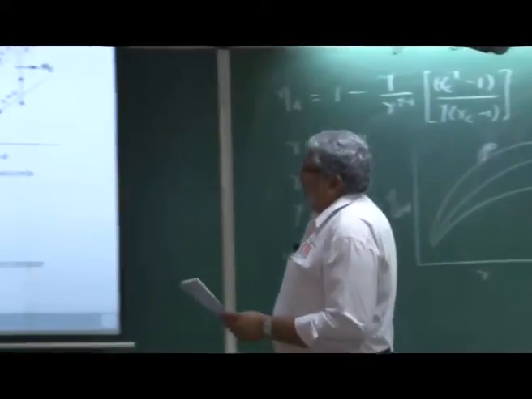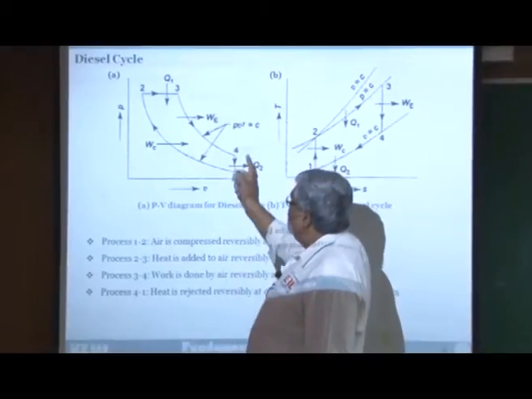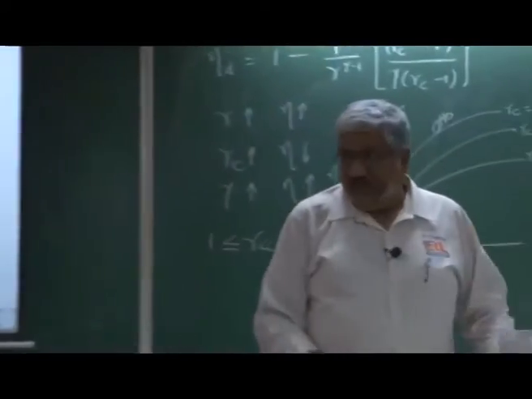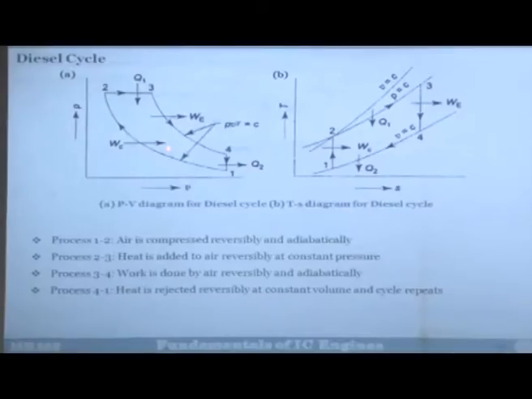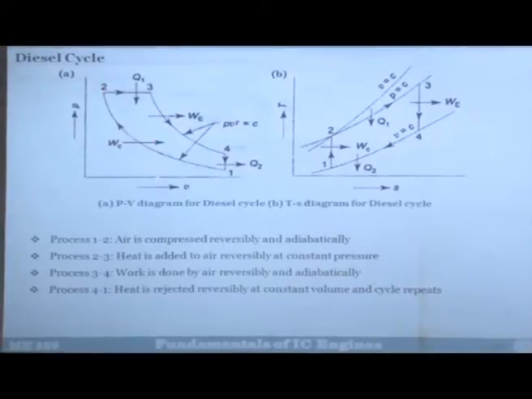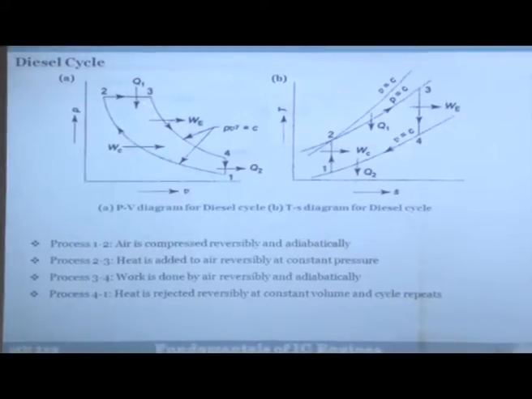If you have to analyze this for network output, how do we find the network output in a diesel engine? We look at the cycle, and the area enclosed by it in a PV diagram is equal to the network output. So you have to find this area. You can take this as one rectangle: area below 2-3 plus area below 3-4 minus area below 1-2. That will give you the net work done in a diesel engine cycle, right? That's what you can do.